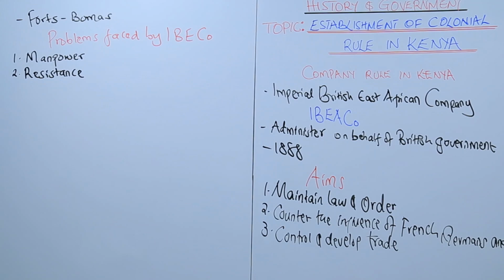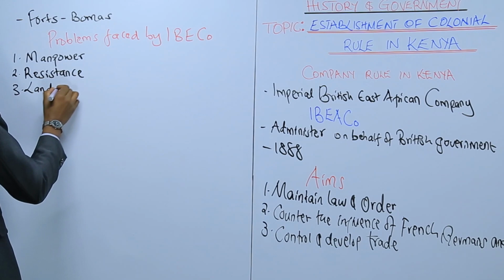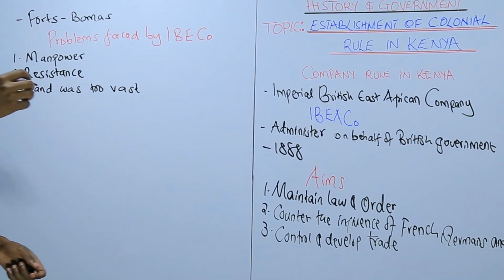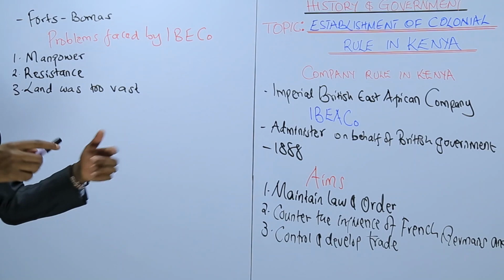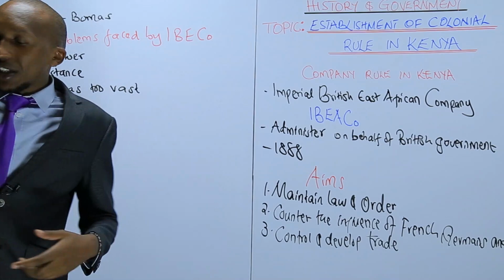And also the land was too big. The land was too vast. So you can imagine, from the coast towards the interior, the Imperial British East Africa Company was responsible for both Kenya and Uganda, right? And part of Somalia. So that was a very huge chunk of land to be managed by one company. So that was another challenge.